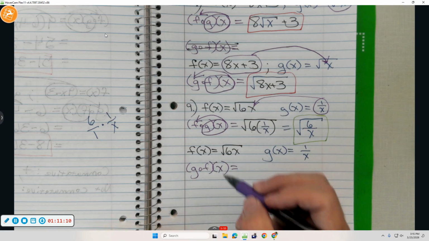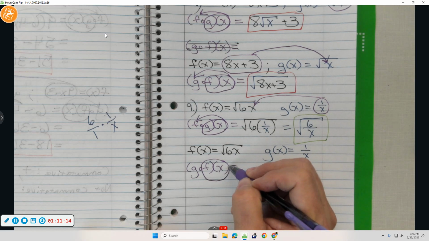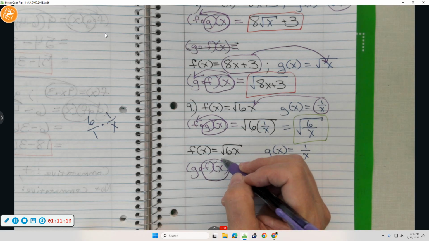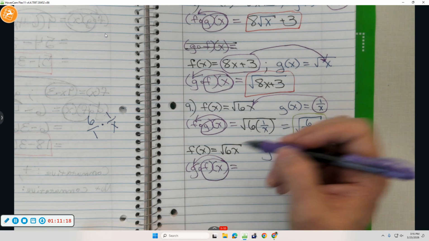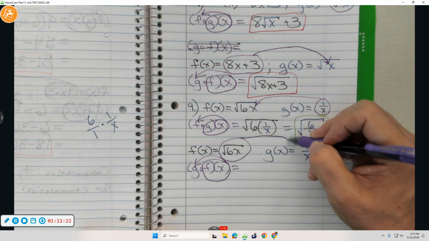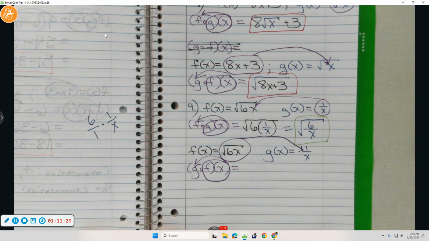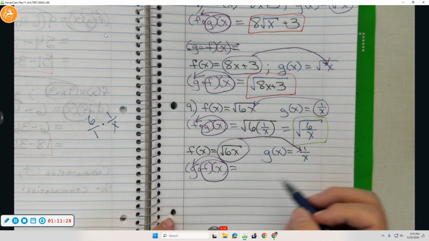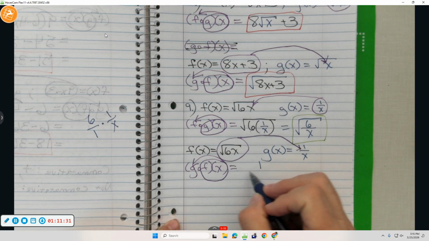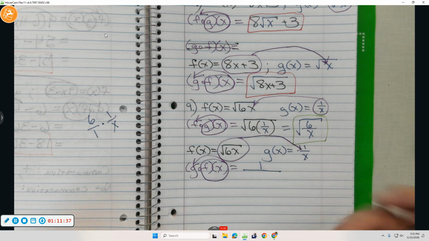But I think it's neater if we rewrite the original functions each time. Here, this notation is saying take f of x and plug it in where? Into g. So you're taking f of x and you're plugging it in over here into g. Do y'all see what you have? You then have a 1 over, in place of this x, what are you going to write down? The square root of 6x.